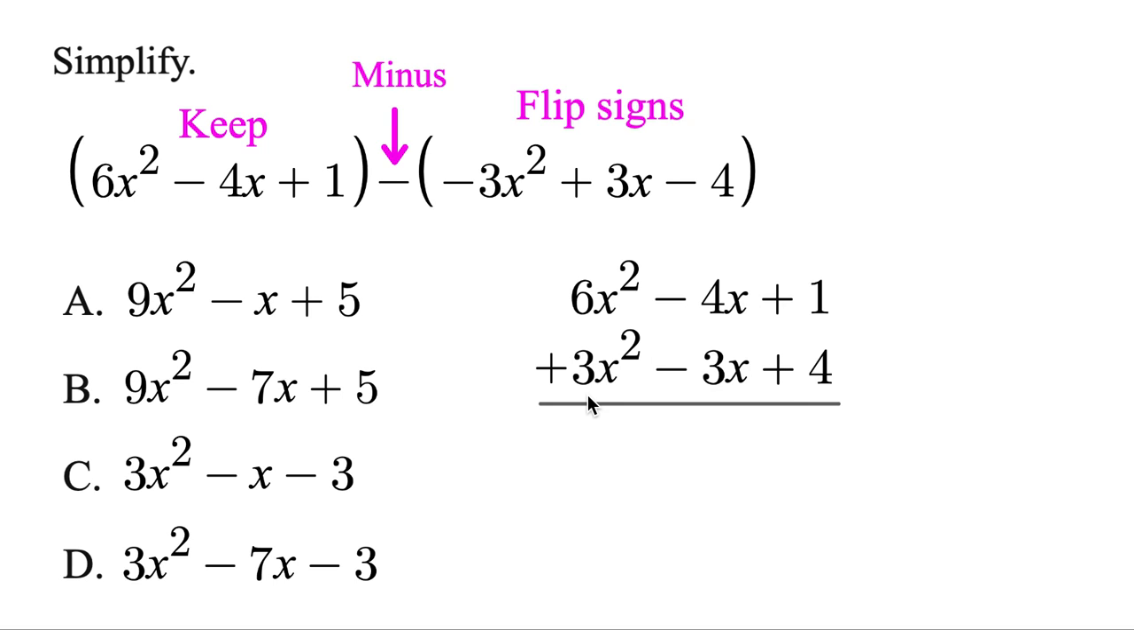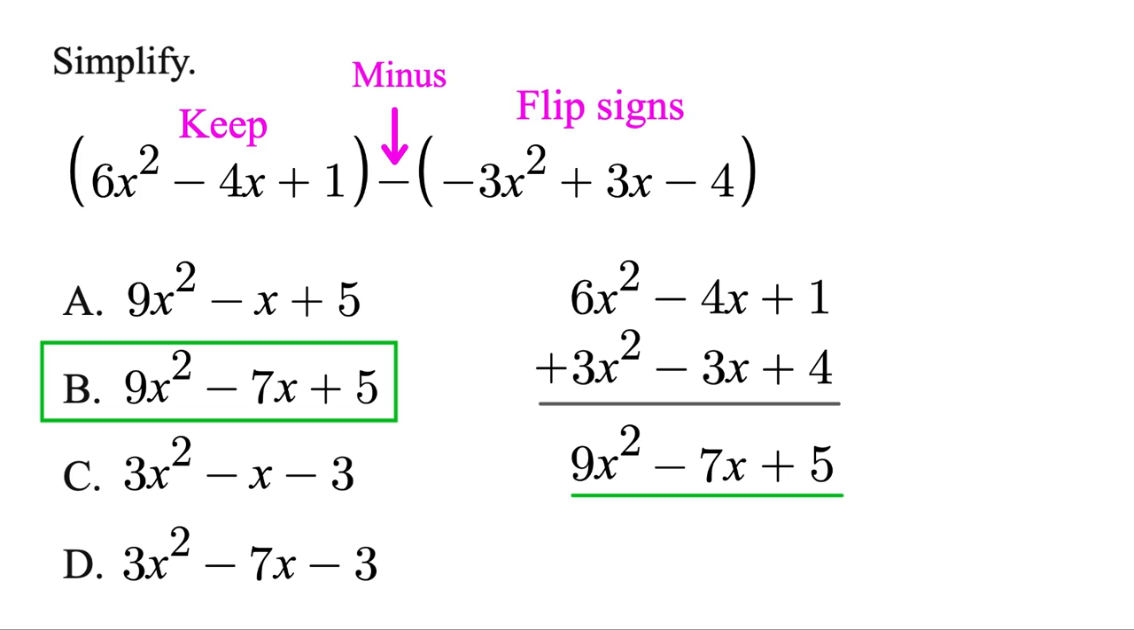Then we're just going to combine like terms. So 6 and 3, 9x squared. The two middle ones, those will combine to negative 7x. And then 1 and 4, so plus 5. So final answer is B there. So once you flip these signs, you really just turn it into an addition problem.